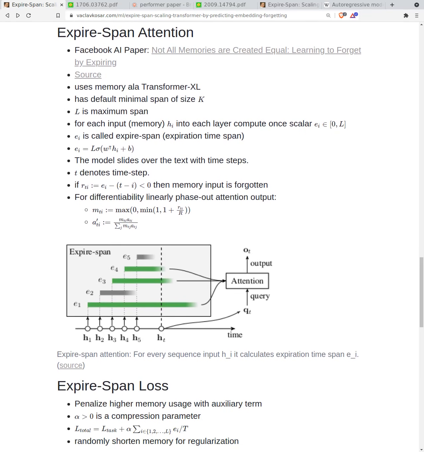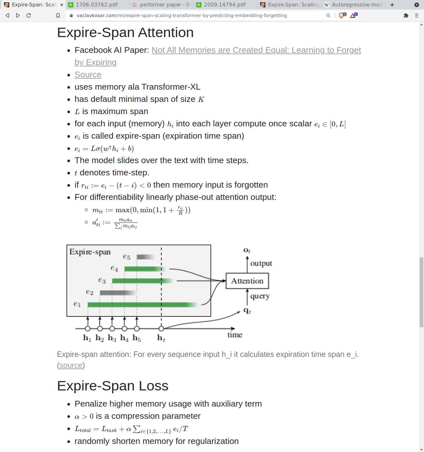So now we are getting to the Expire-Span attention paper. It's a Facebook paper: Not all memories are created equal, Learning to forget by expiring. It also has source code available in PyTorch. It uses the memory of the Transformer-XL as well, so it never recalculates tokens that were already calculated, and there's some sort of minimal span, a minimal window that's always available. It has some kind of maximum window where the tokens can be added.